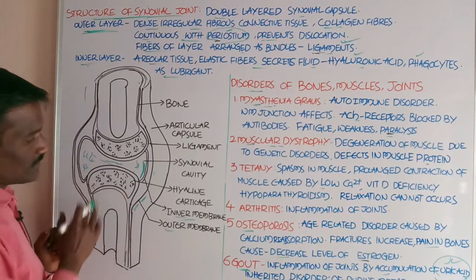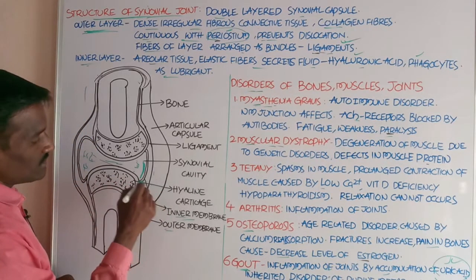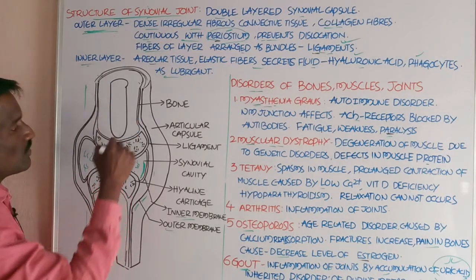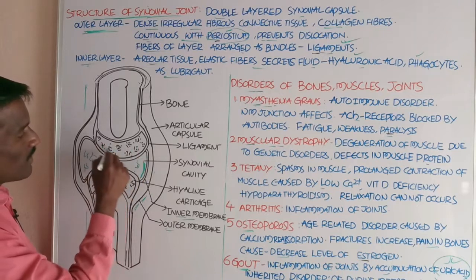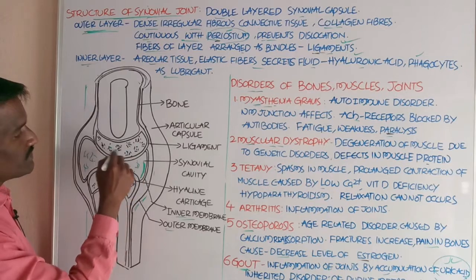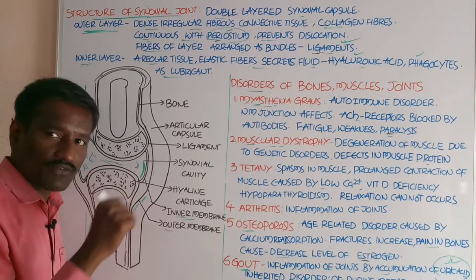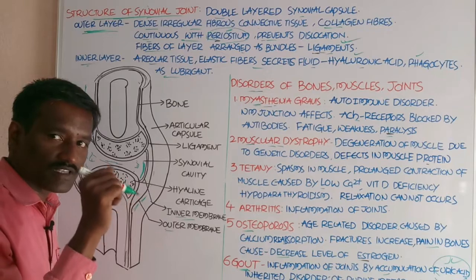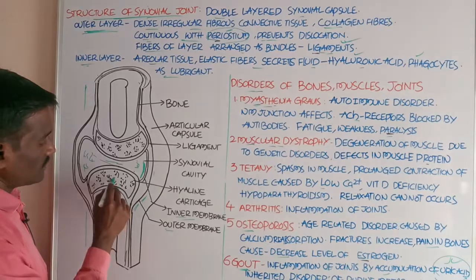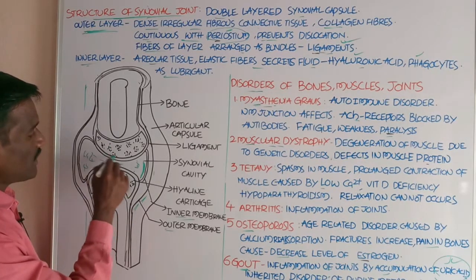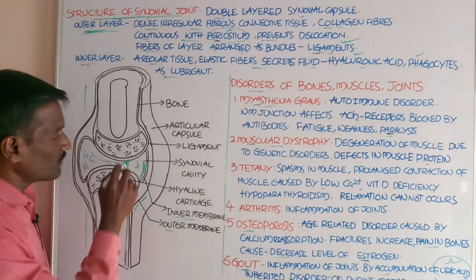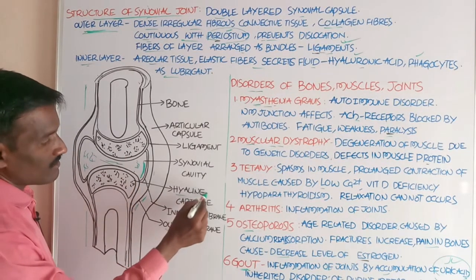If you observe the diagram, this is one of the bones, and this is another bone. These are the end parts of the bones, which are called the articular surface. The articular surface of the bone is formed with hyaline cartilage. This is the end part of the bone which forms the joint with the other, and it is formed with hyaline cartilage.